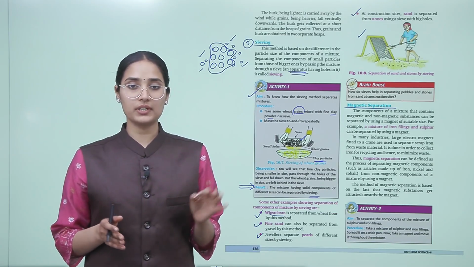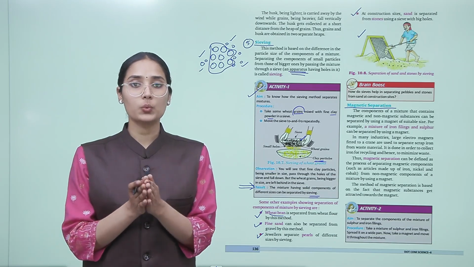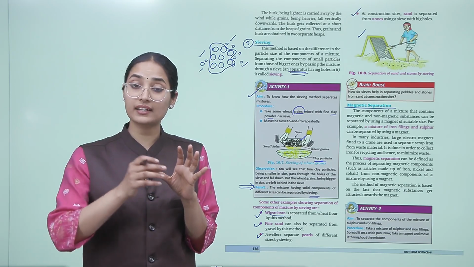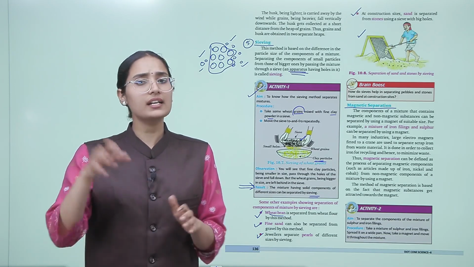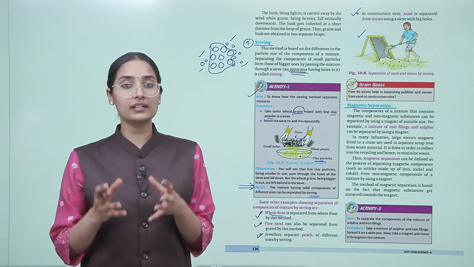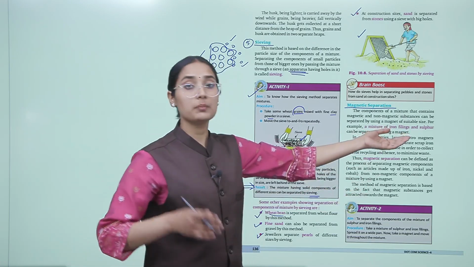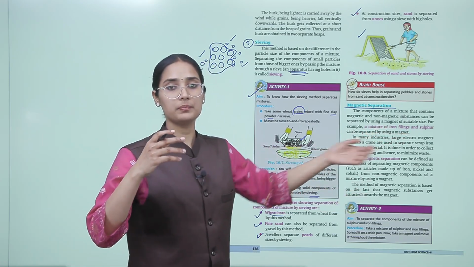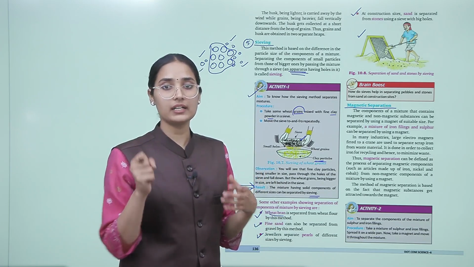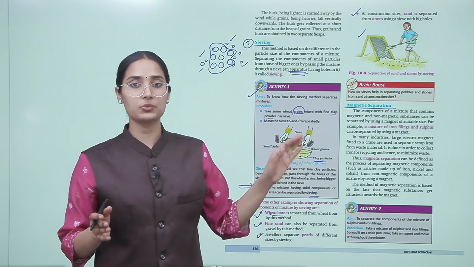So in this method of magnetic separation, students, we separate a mixture which contains some component that is attracted towards a magnet, and some component that is a non-magnetic substance. For example, a mixture of iron filings and sulfur, right? Iron filings are the thing that can attract a magnet, and sulfur is a non-magnetic substance. So these can be separated using this method.